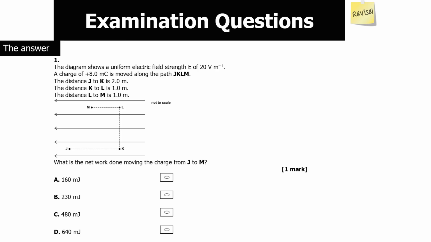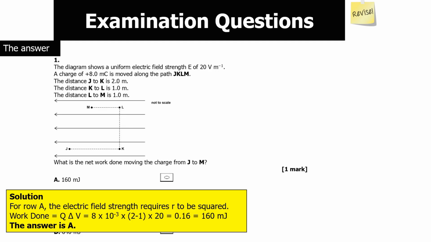Right, so how do you answer this question? Well, we know that the electrical field strength requires r to be squared. So what we can say is that work done is Q times delta V. So we have 8 times 10 to the minus 3, because that's its charge, millicoulombs into coulombs. Then we work out its change in potential. So it's 2 minus 1 times 20, because then we work it through to get our change in potential. And as a result, it's 0.16 joules, so that works out to be 160 millijoules. So our answer is therefore A.